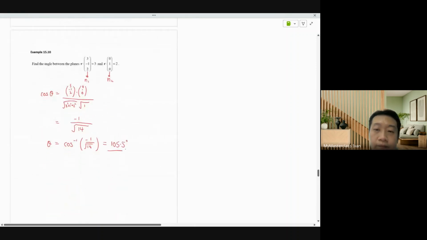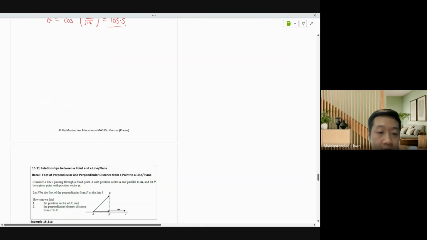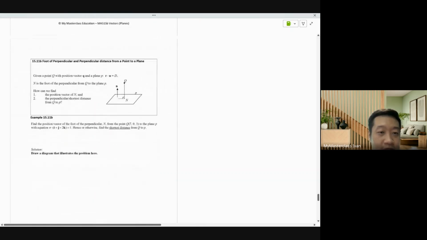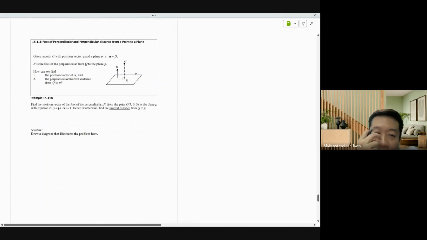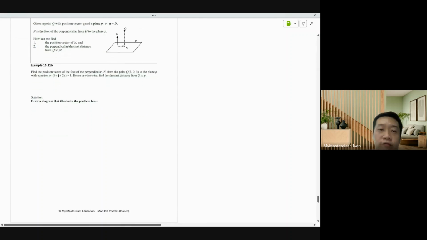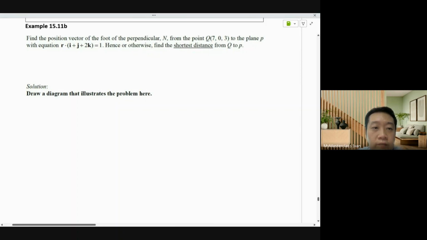Skip this 15.11a first, and go to this part. This one is your tutorial question 3 or 4 or 5 or something like that. Find the position of the foot of perpendicular from Q to the plane, and hence or otherwise find the shortest distance.